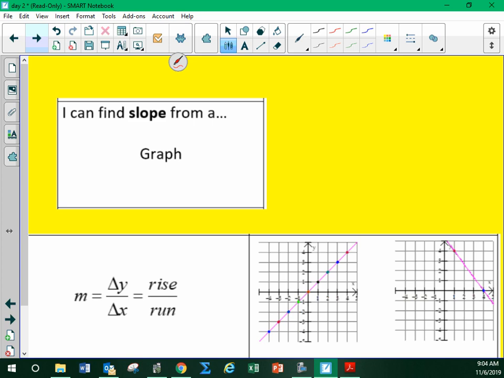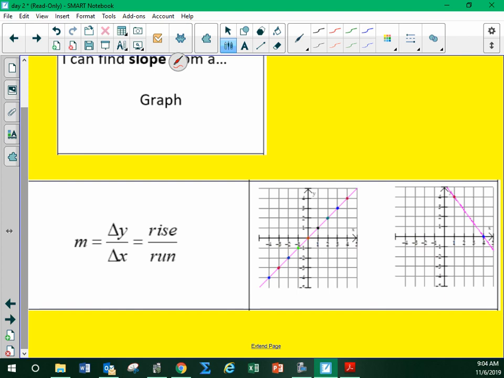A graph is given to us, and again, slope is talking about that rate of change: my change in y, change in x. So here's our slope equation. For whatever reason, m actually stands for slope.